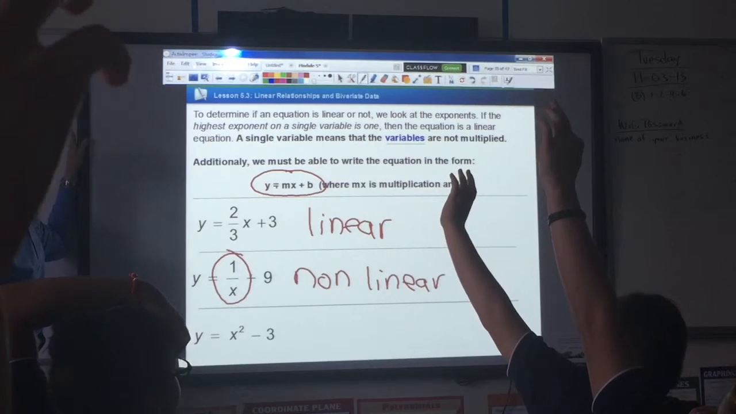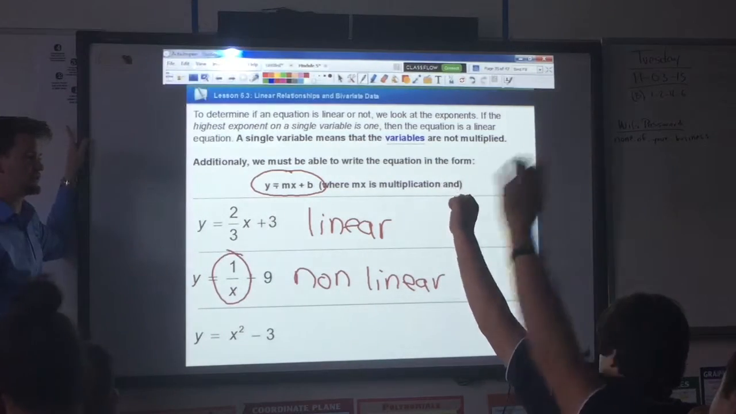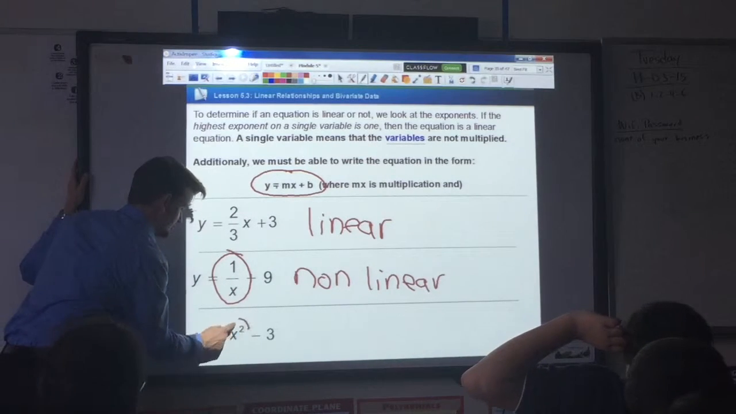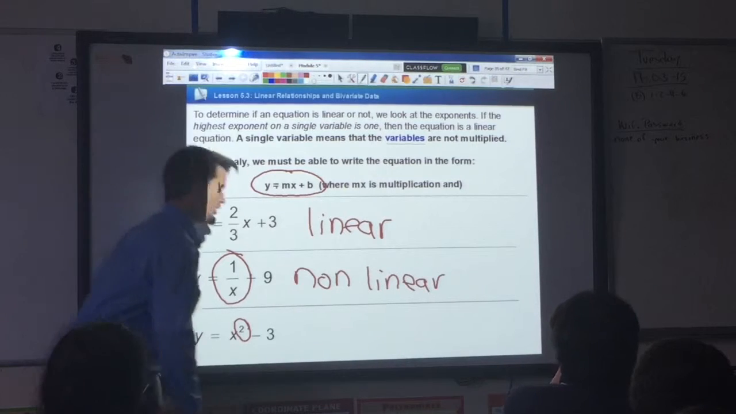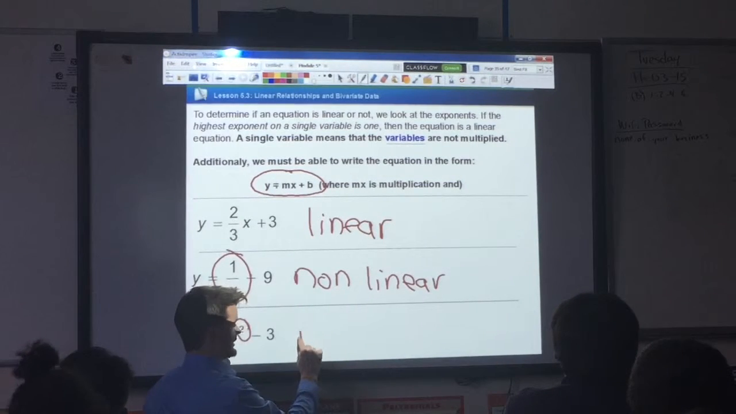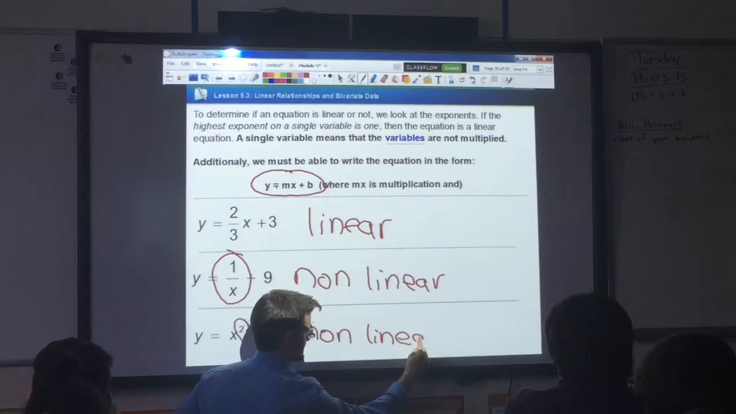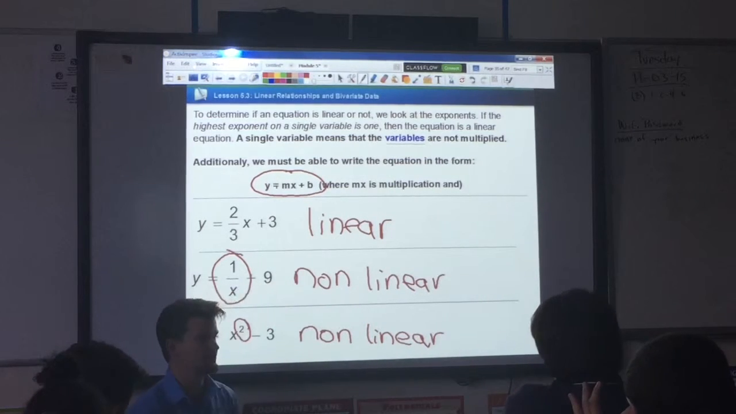Remember the first criteria: it cannot have any exponents greater than 1. Do you see an exponent greater than 1 there? Yes, it has an exponent of 2. If there's an exponent greater than 1, that immediately, before we do anything else, makes it non-linear. So this is non-linear. Any questions on these three?